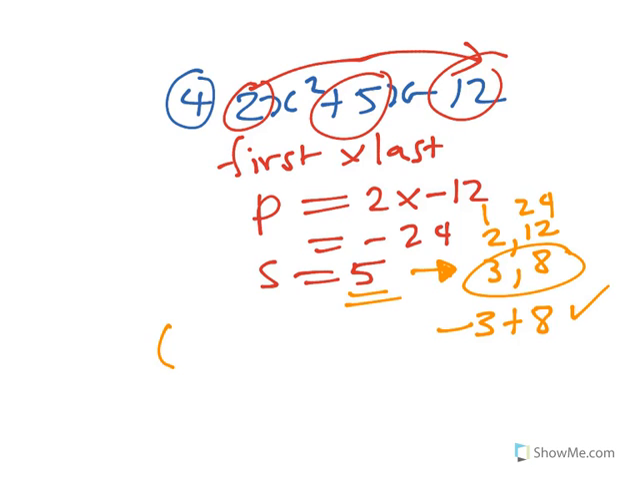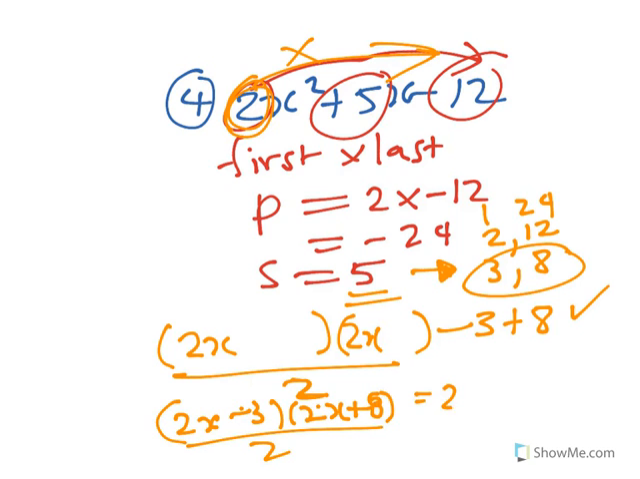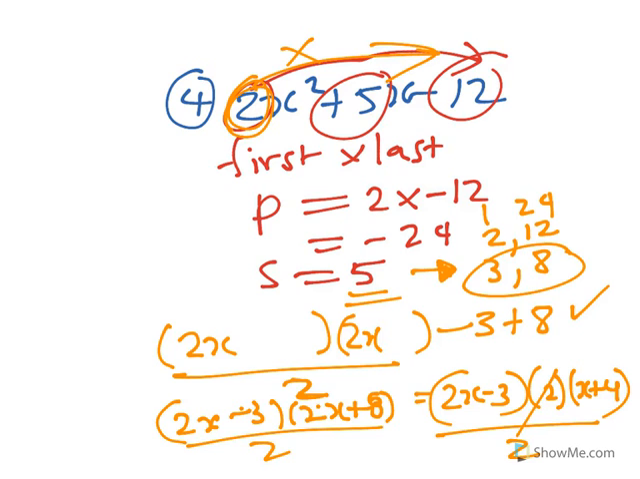So then your next step is to go 2x over 2, because we've added this extra factor of 2 in there, you've got to divide it out. So you put that solution that you just found in, minus 3, 2x plus 8, and then you do the final factorising. 2x minus 3, x plus 4 over 2, they cancel, and you get 2x minus 3 as your factor, and x plus 4.